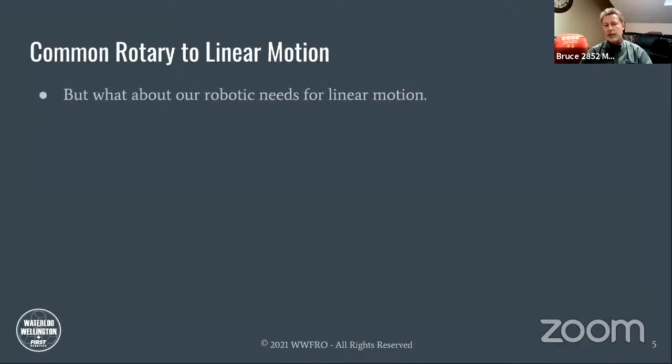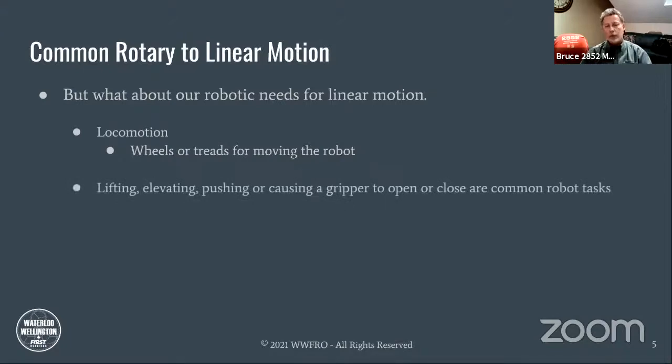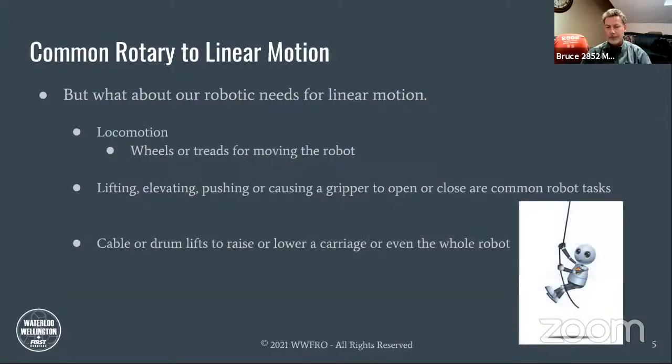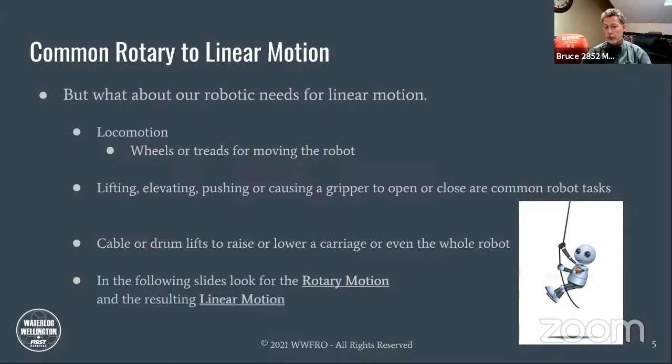What about our robotic needs for linear motion? We need locomotion. We need to make our robot move: wheels or treads for moving the robot. You can also have legs and things of that nature. Lifting, elevating, pushing, or causing a gripper to open or close. These are all common robot tasks. Cable or drum lifts to raise or lower a carriage, or even the whole robot. In the following slides, look for the rotary motion and the resulting linear motion.